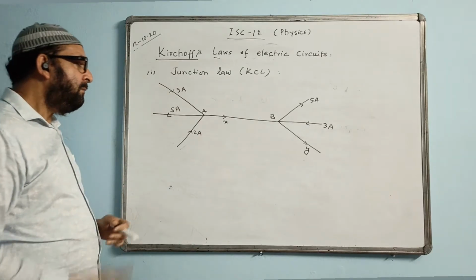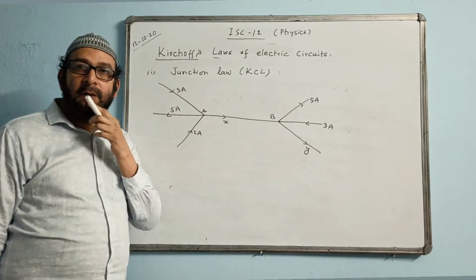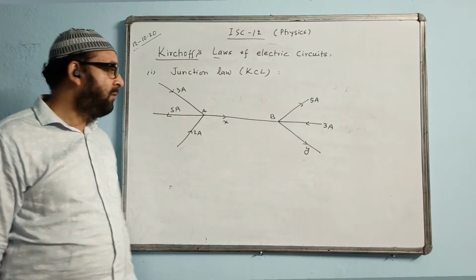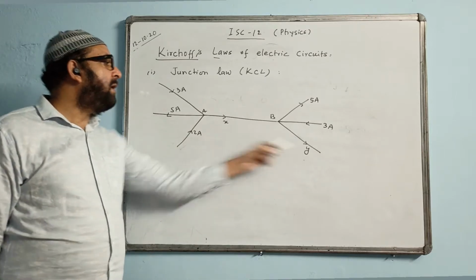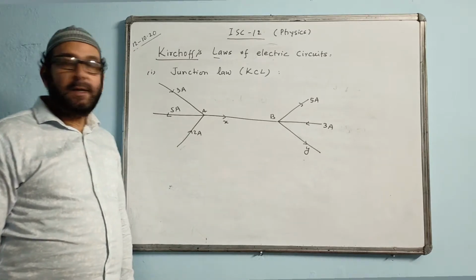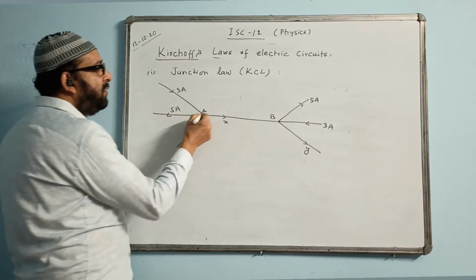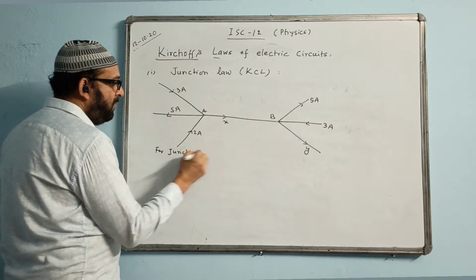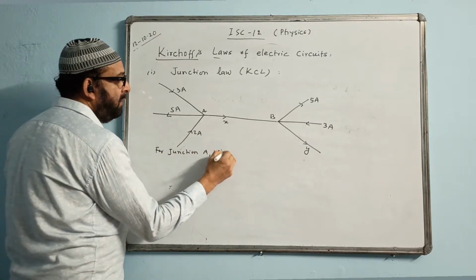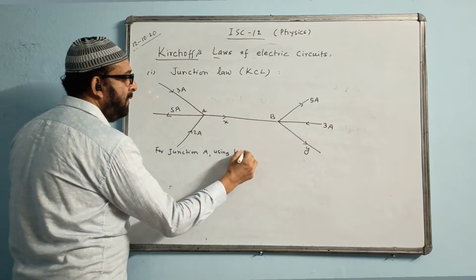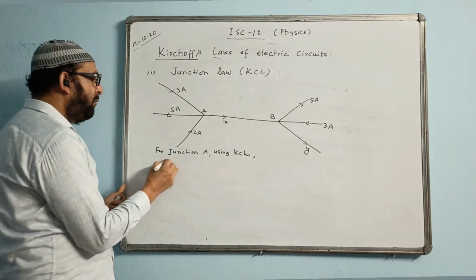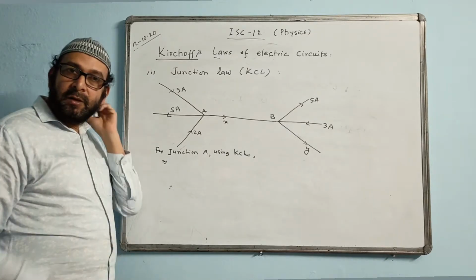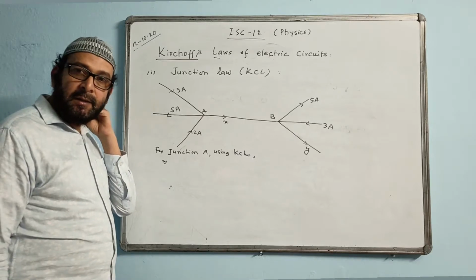Question: find the values of current x and y. The question says that x and y are currents, and you have to calculate their values. How do you calculate? You take the junction A. For junction A, use KCL, Kirchhoff's current law. What is Kirchhoff's current law? Sigma I should be 0. The sum of all the currents, or the algebraic sum of all the currents at a junction, is 0.